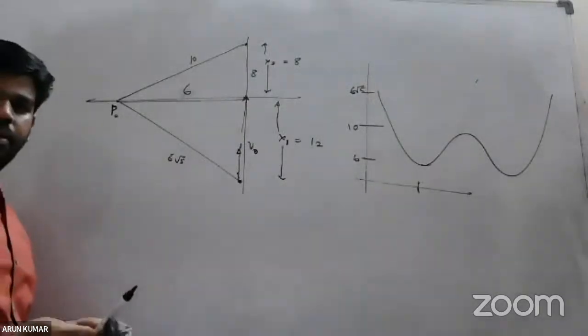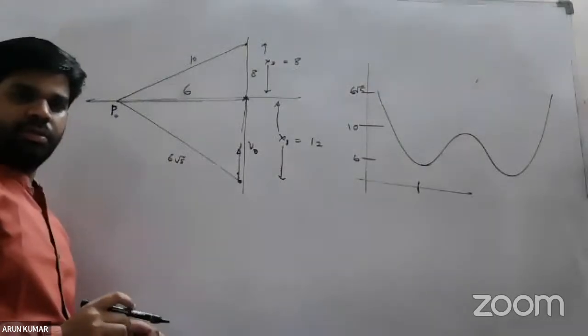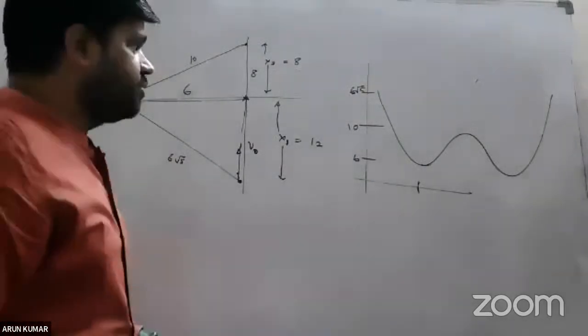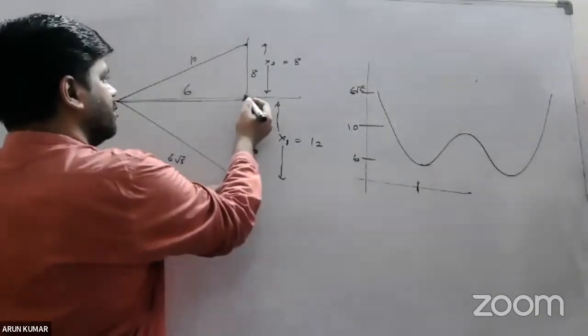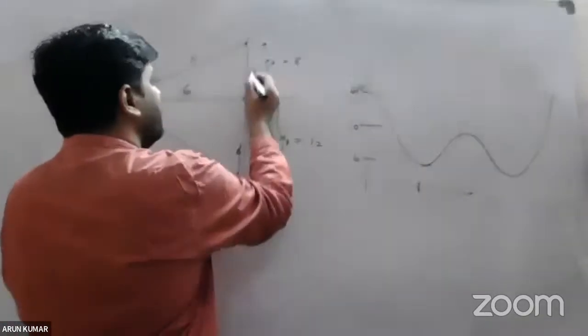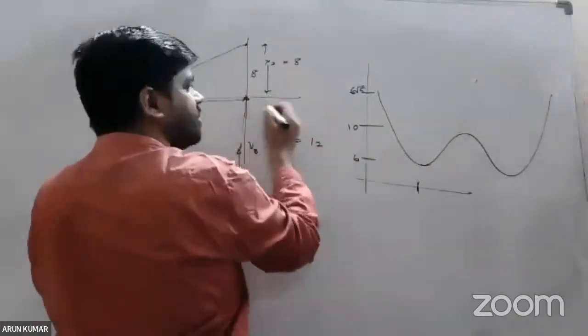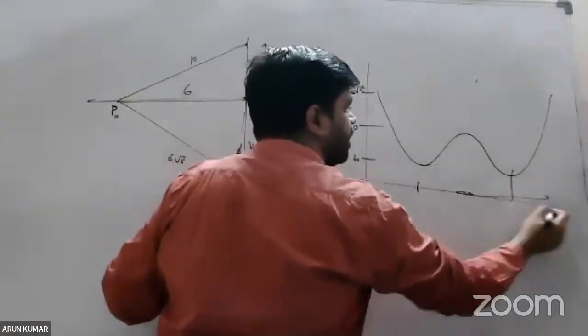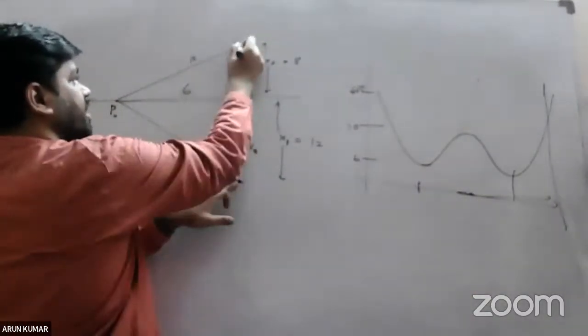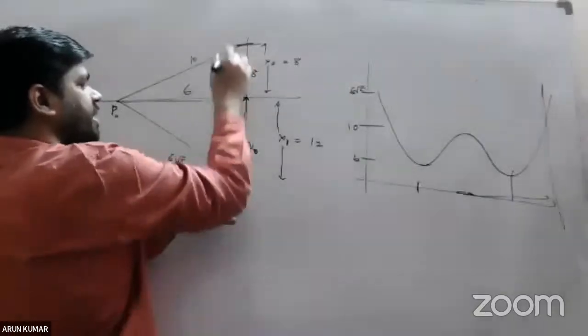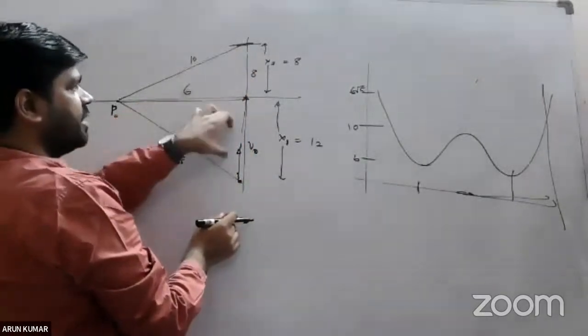Is it clear? Now look at what is happening. If a particle with a particular velocity V0 went up, crossed this point, went up again to 10, came back to 6 over here, and came back to 6 root 5. So the maximum height reached is 20, right? 12 plus 8 is the maximum height reached.